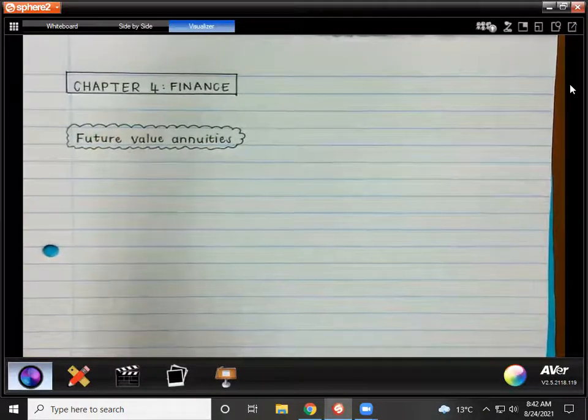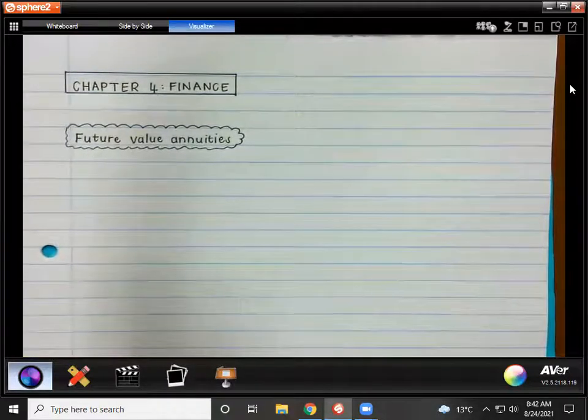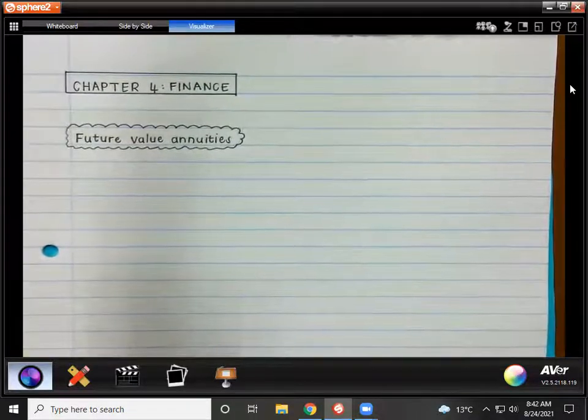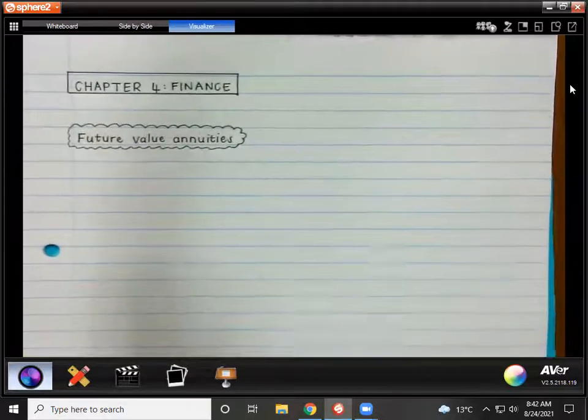Okay, there we go, future value annuities. Now guys, so far in finance, what we've been doing is, I suppose, realistic in a sense, but most people don't have R1 million to just invest at once, and then after 20 years get that amount of money back plus interest. And that's kind of what we've been doing so far, right?